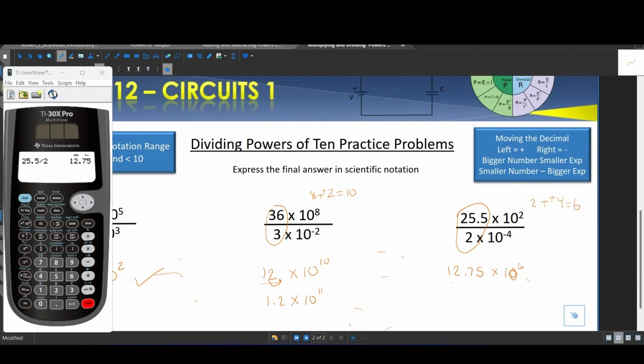Is this in scientific notation? No, it's not. So you need to make this number smaller by moving the decimal one spot to your left. If we make it a smaller number, 1.275, we need to make the exponent bigger by however many times we move the decimal. We only moved it once, so we make the exponent bigger by 1. And so that's it for those examples.